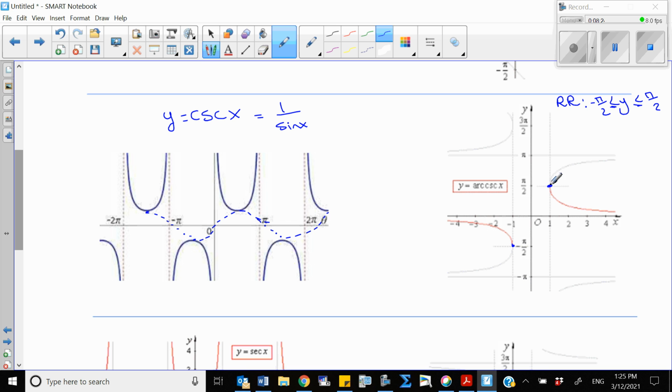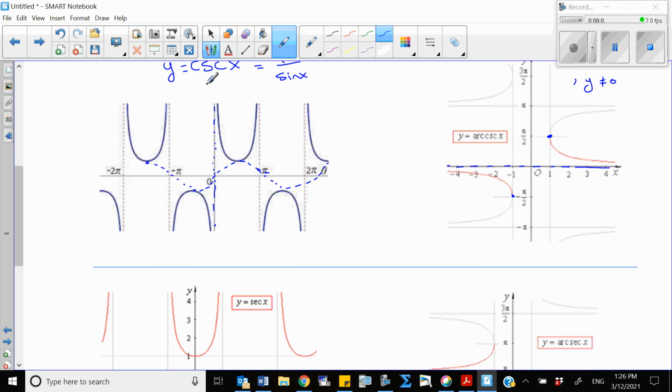But here's the problem. At y equal to 0, we have an asymptote like what we had here. It was a vertical asymptote here, and now it's a horizontal asymptote. So we need to exclude this one. So I'm going to add another condition. Say the y should not be equal to 0. So all the y values which are between negative pi over 2 and pi over 2, but they're not equal to 0. That's my new restricted range.